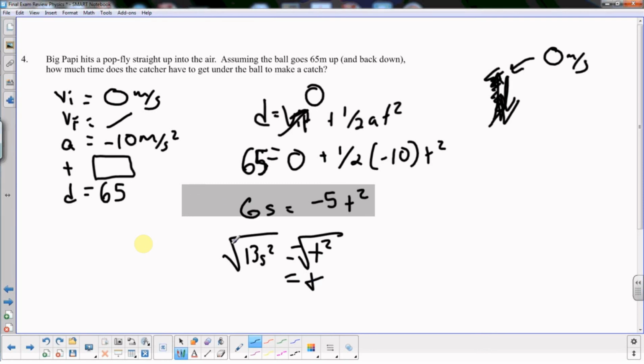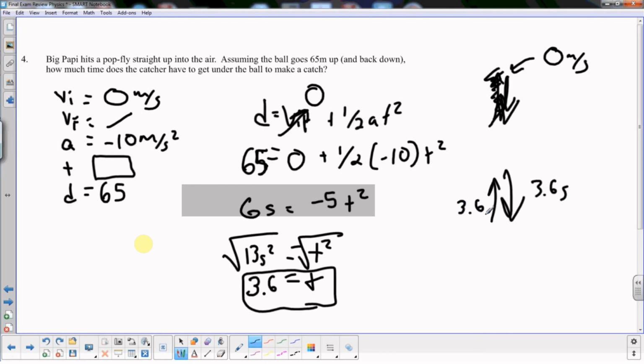Now, we're not done yet. That is for how much of the trip? The going up, the coming down, or the whole thing? You said going down, you're correct, 3.6 seconds. How long did it take to go up? Also, 3.6 seconds. So 3.6 plus 3.6 gives us a total hang time, a total time for the catcher to get under the ball, of 7.2 seconds. 3.6 times 2 will give you that. Hope that helped.